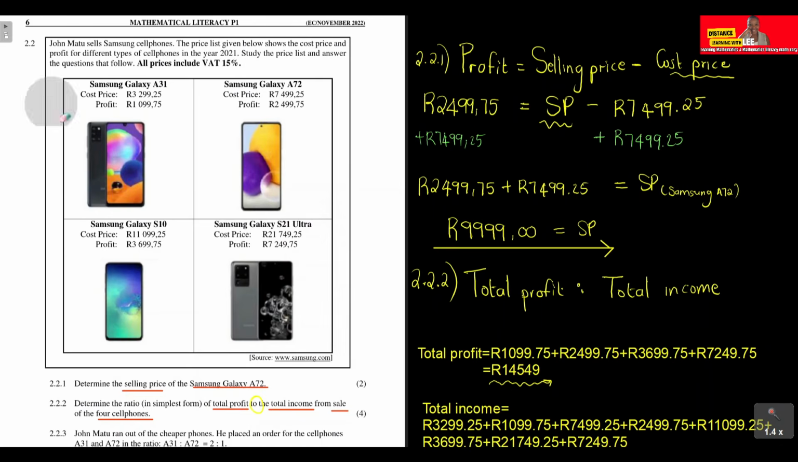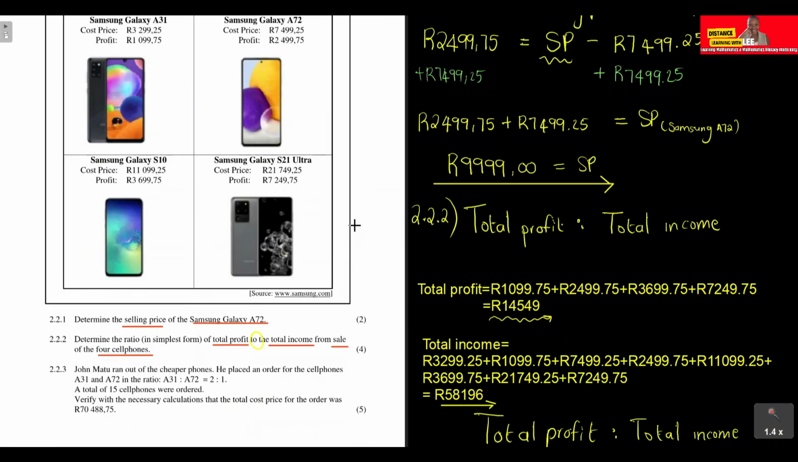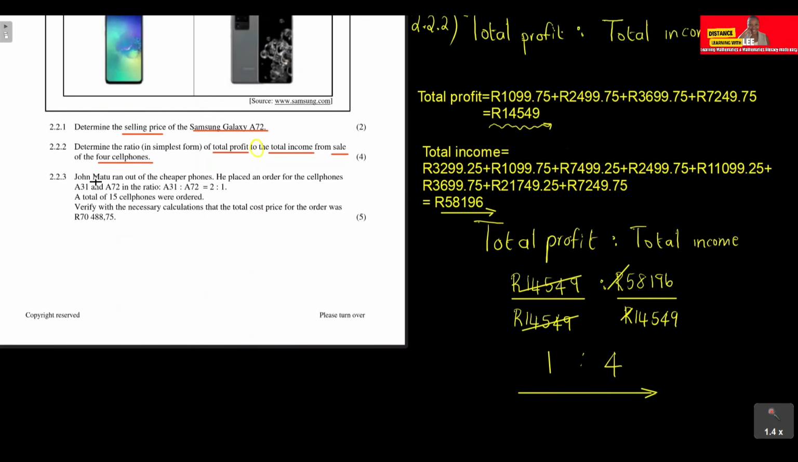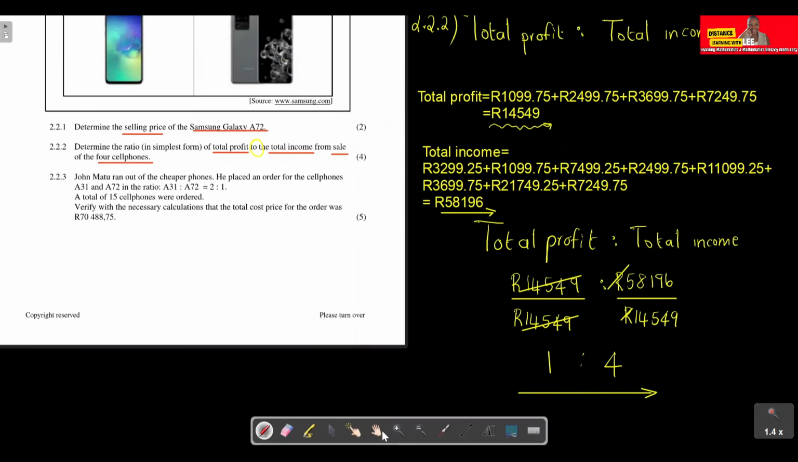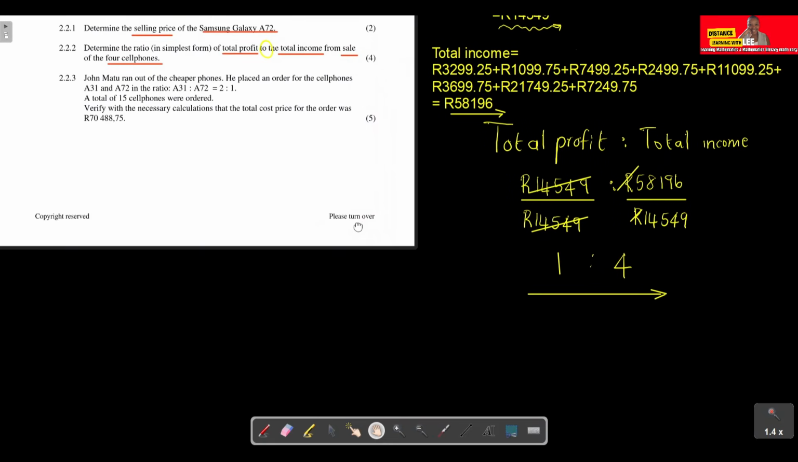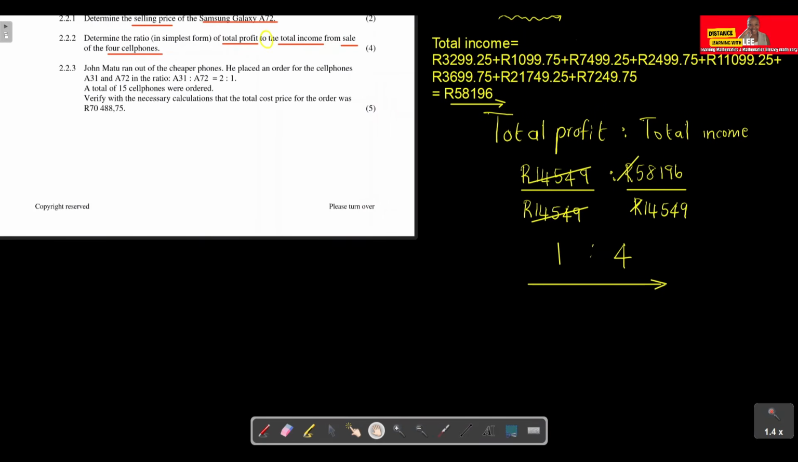So what is this question actually asking for us? With this question, we're going to have to work with the ratio that is given to us to verify whether the total cost for the order was 70,488. So where do we even start with this question? I'm just going to move this up here.